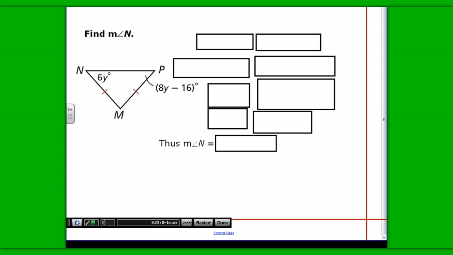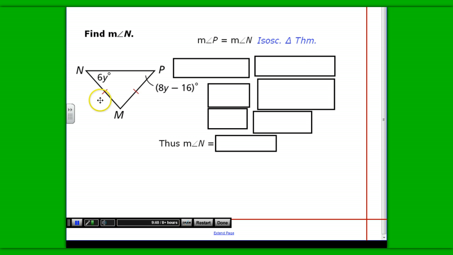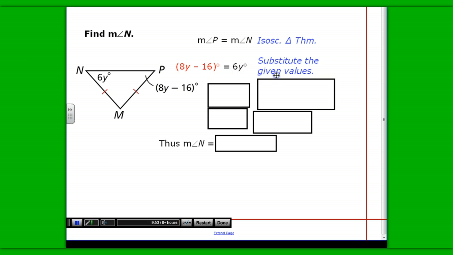All right, so this is much like the previous two examples, but instead we have these expressions, right? And so let's see, we can start with, we know that the measure of angle P equals the measure of angle N, right? And that's the isosceles triangle theorem. We have symbols here that state this is an isosceles triangle, right? So we can now substitute, can't we? We can say that the expression for the measure of angle P equals the expression for the measure of angle N, substitution, okay?